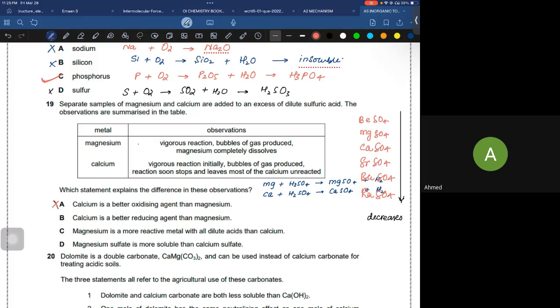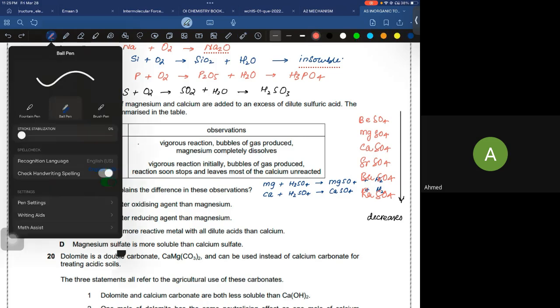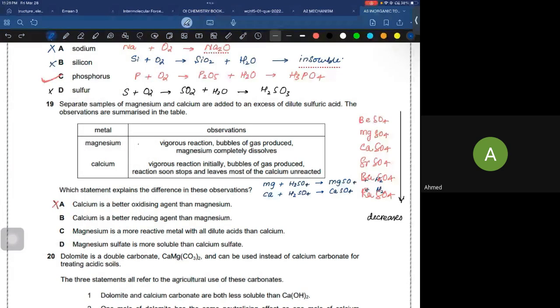Let's check option B. Calcium is a better reducing agent than magnesium. If calcium is a better reducing agent, yes, the statement is correct. But you can see the product is the same. So if calcium is a better reducing agent, the product should be different. But in this question, the product is the same. The statement is correct, but it's not going to explain this observation in a better manner. That's why option B is incorrect.